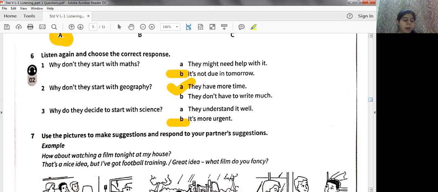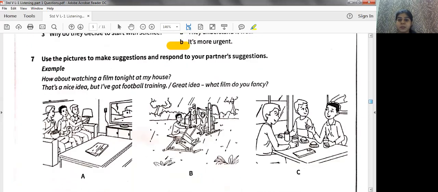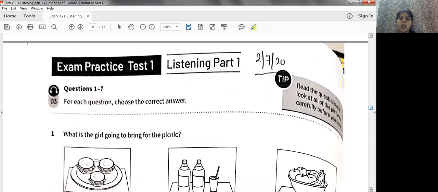Question number 7 is a part of speaking, students, that we'll be doing later. Now, turn your textbooks to page number 36. Okay. So this is the listening part 1 practice. I give you 30 seconds to read all the questions, because once I play the audio, I cannot in between pause and take you back to each question separately.